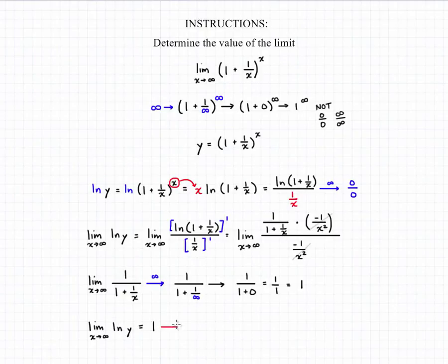To find the limit of y, we need to take the inverse and get rid of that natural log. So we're going to take the limit as x approaches infinity of e raised to the natural log of y, and then we have to do the same thing to the other side of the equation, so that will be e raised to the 1. And that will leave us with our final answer, which is that the limit as x approaches infinity of y, the function we're looking for, is equal to e to the 1, or just e.